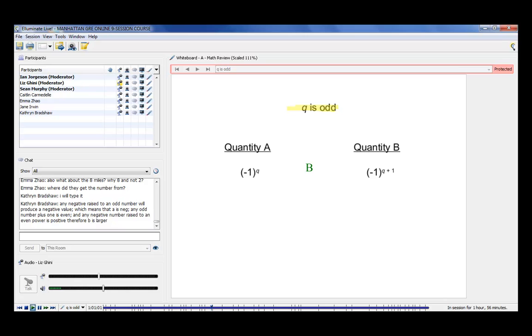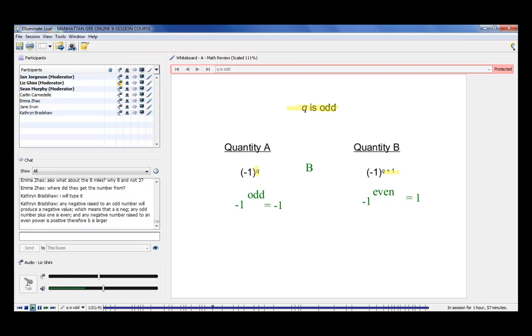Okay, so Catherine's got it. Any negative number raised to an odd number will produce a negative value. So A has to be negative since Q is odd. Okay, so -1 to an odd equals -1. All right, but here Q plus 1 has to be even. Q plus 1 is even. So we have -1 to an even, which is just equal to 1. All right. Good job. Let's try another one.